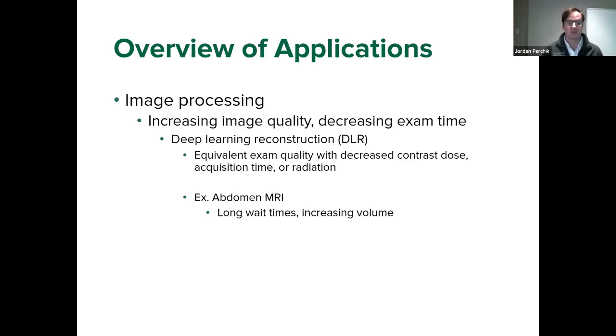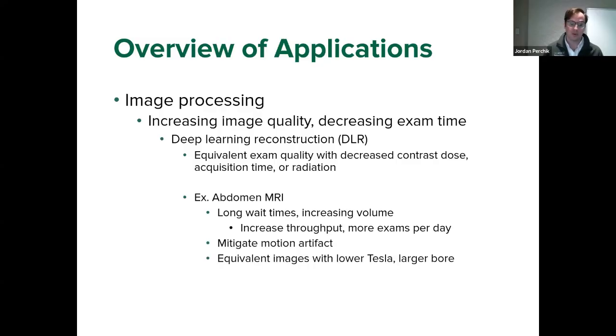And then there are also applications for if we were doing low field strength imaging, like a large bore 0.55 Tesla magnet. We can use AI to help fill in the gaps for what would traditionally be a lower quality exam.